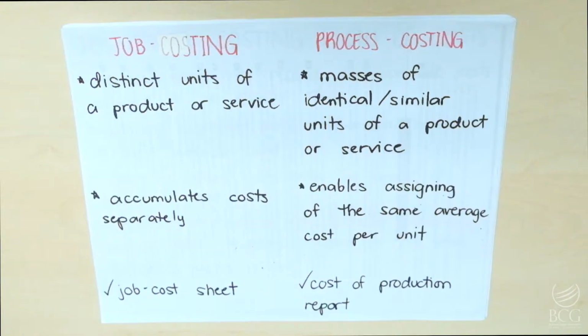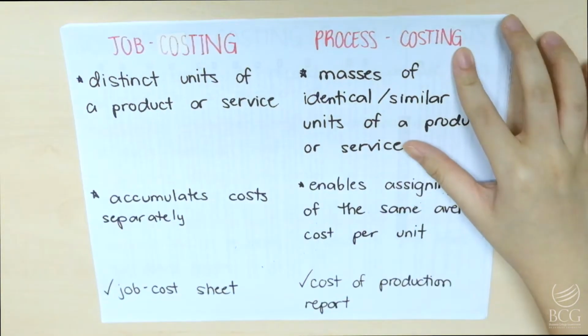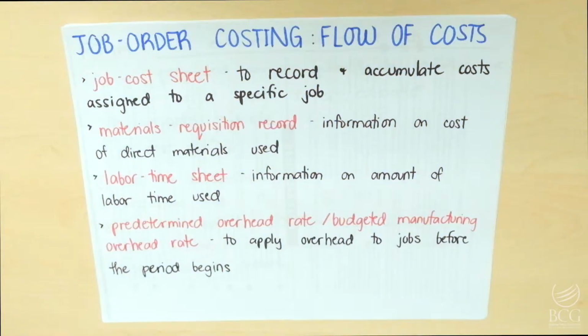On the other hand, process costing systems are used when a company produces many units of a single product. These units are indistinguishable and identical, which enables the assignment of the same average cost per unit. This system uses a cost of production report to account for its costs. So for the rest of the discussion, we will be focusing on job order costing.